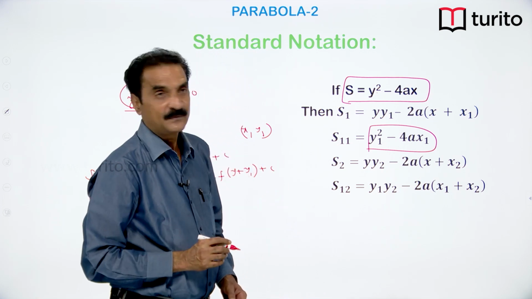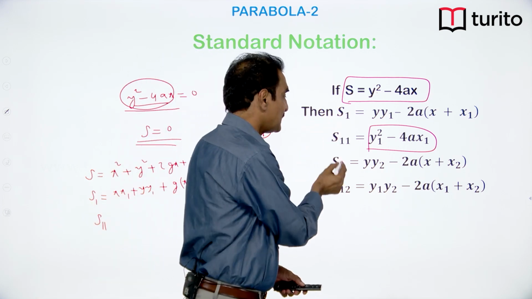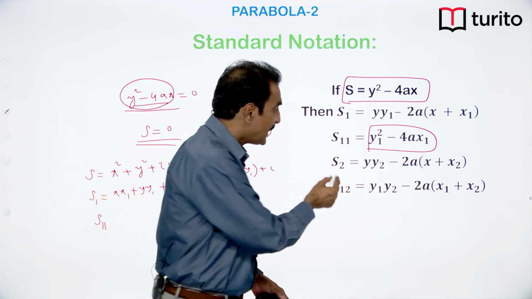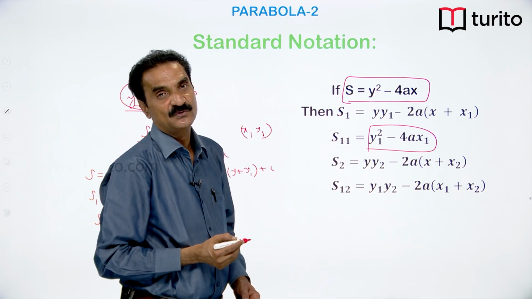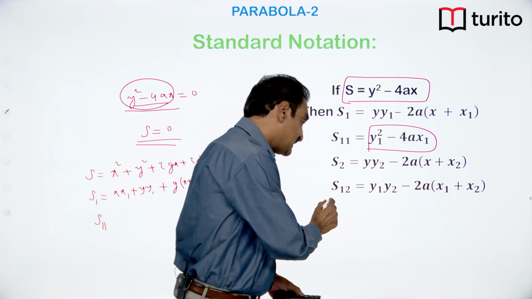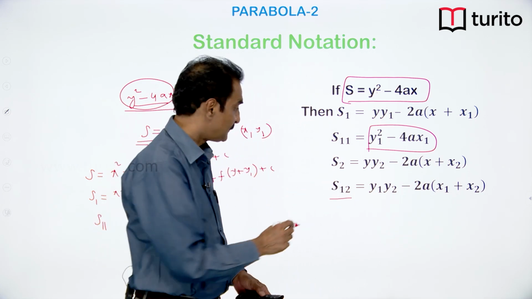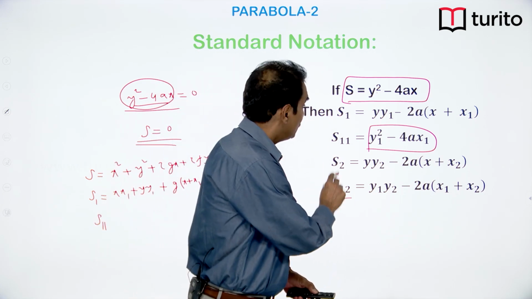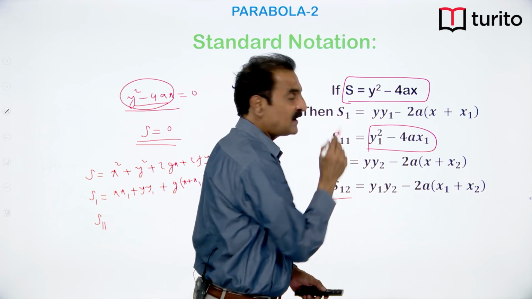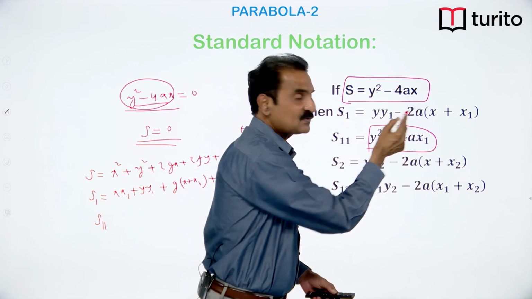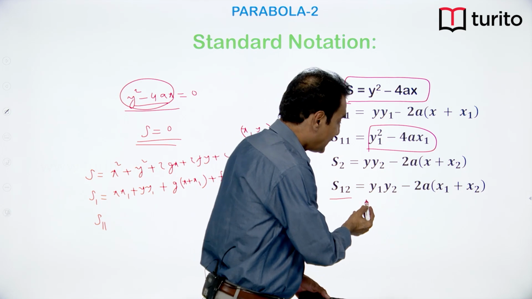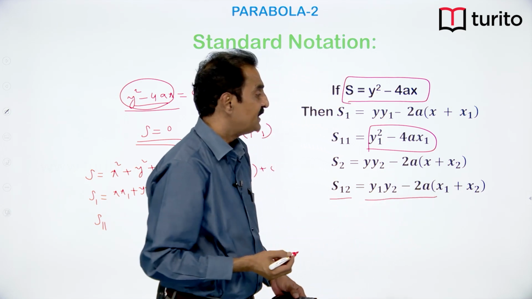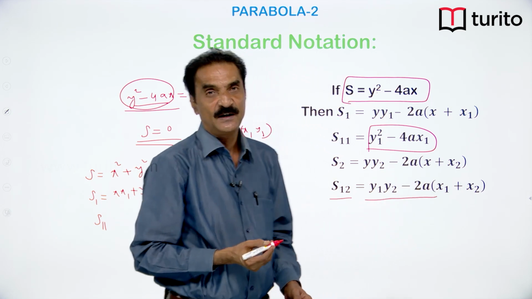S2: if you observe S1, you can write S2 as y y2 minus 2a into (x plus x2). Next, S12: change one y to y1, the other y to y2, one x to x1, the other x to x2. Then you will get y1 y2 minus 2a into (x1 plus x2).